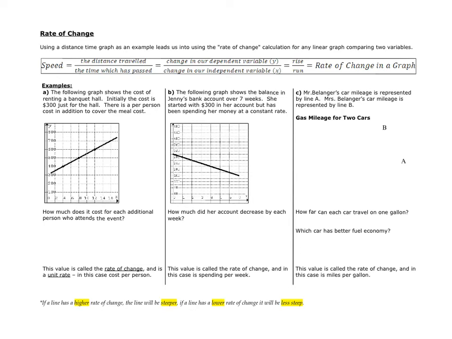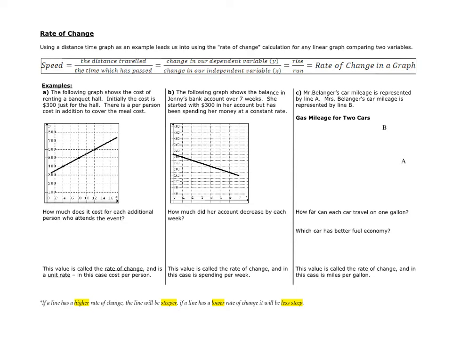Okay, so today's lesson is on rate of change. As you saw on the slide, rate of change is the rate at which the dependent variable changes for one unit of the independent variable. So that means the y variable changes for one unit of the x variable.